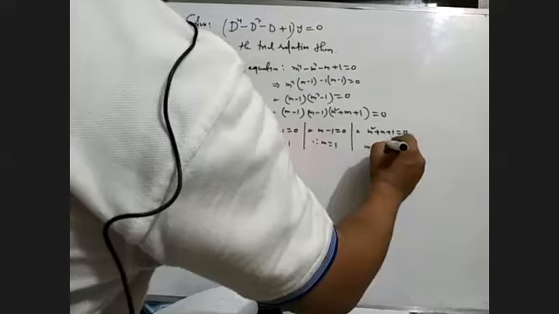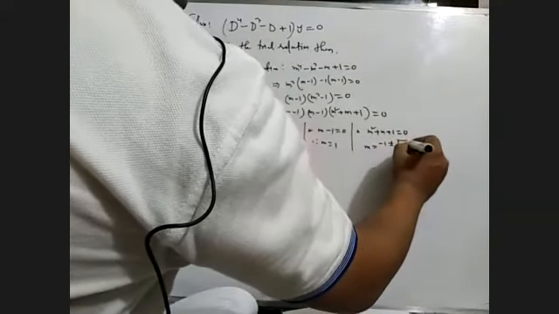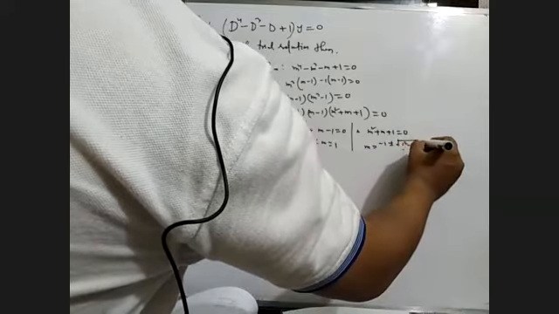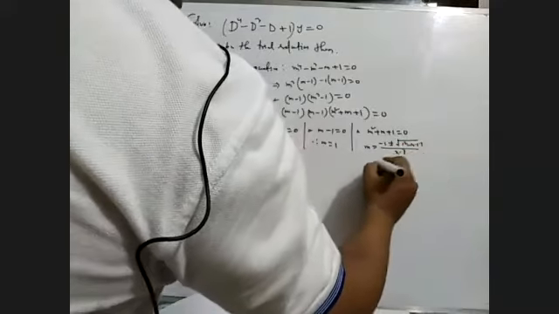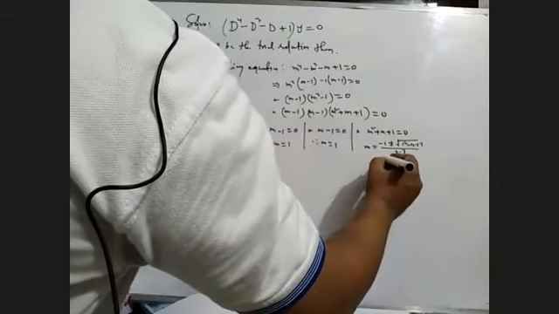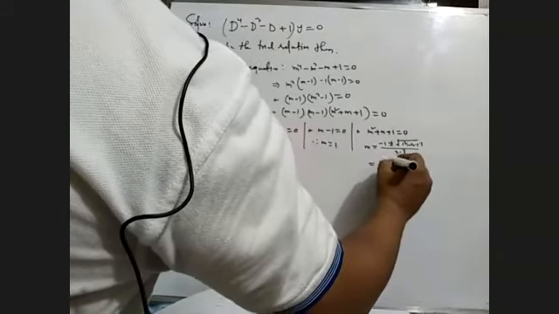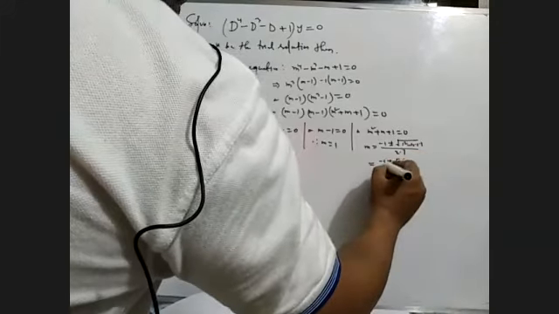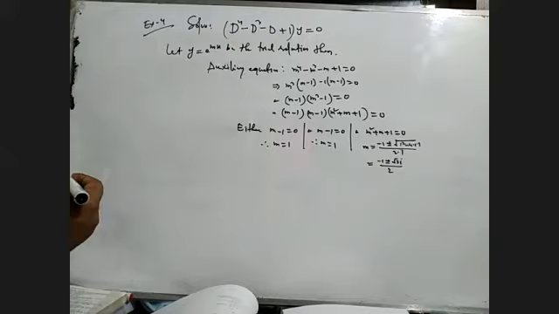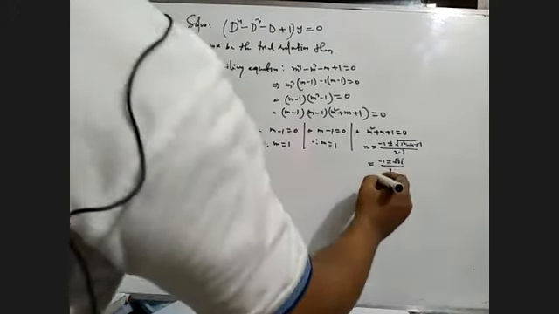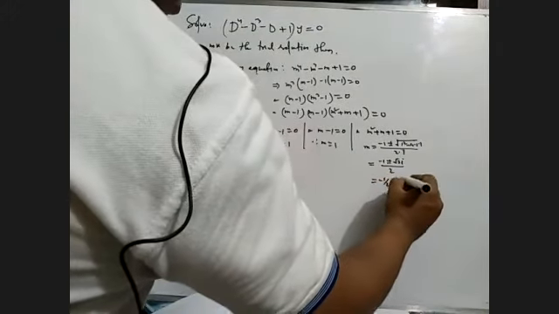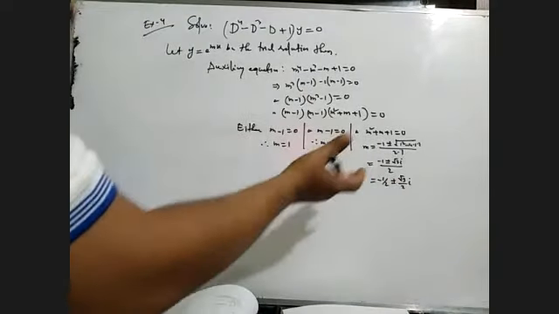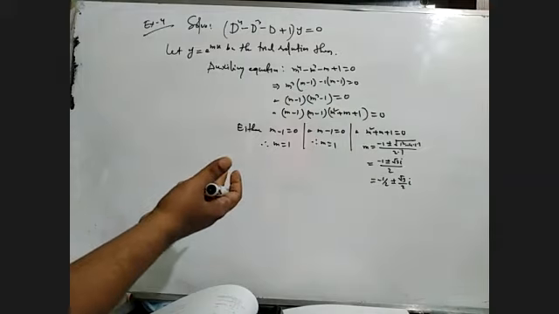Complex roots. Minus 1 plus minus square root of b square minus 4ac divided by twice a. That means we get minus 1 plus minus root over 3i divided by 2. That means minus half plus minus root 3 by 2 i. So there are four roots from this equation.